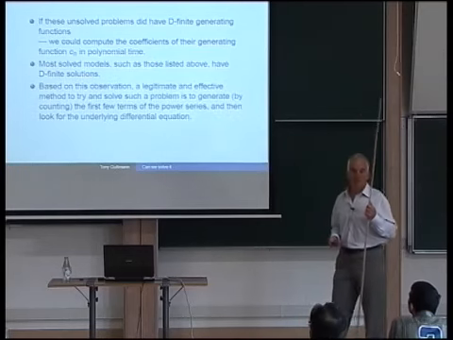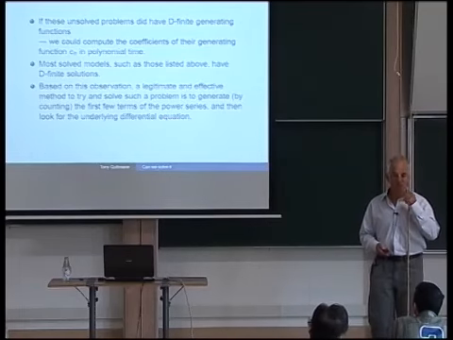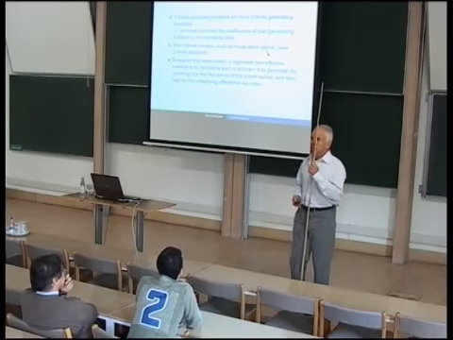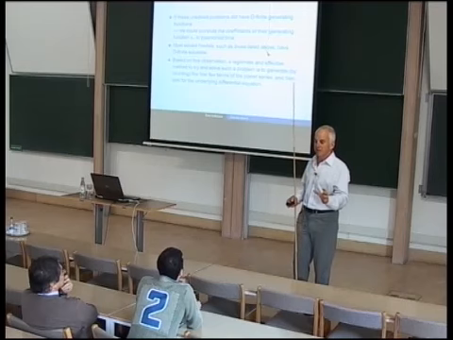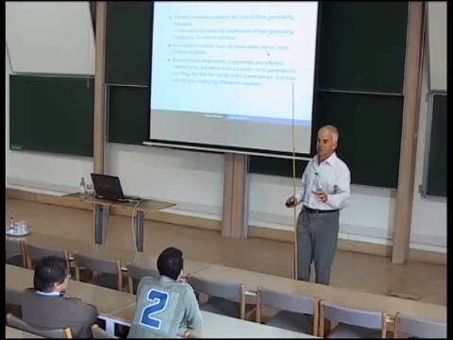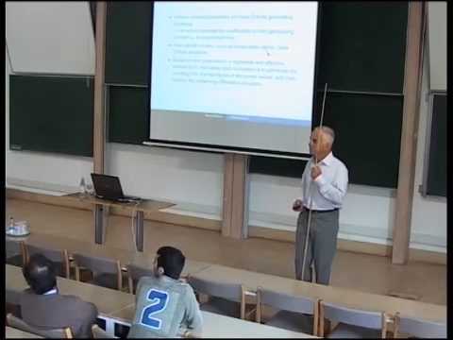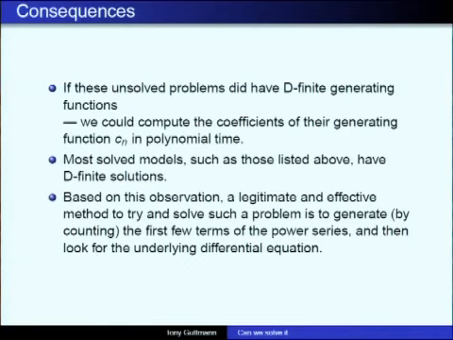You mean that in order to compute the coefficients in polynomial time, you need to have a bound on the degree of the polynomials and on the overall degree? Not necessarily, but if you have a D-finite solution, you can automatically convert that into a linear recurrence of finite degree, and then you can iterate that in polynomial time. Or you have to know the differential equation. Yes. If they did have the generating function, and we knew it.